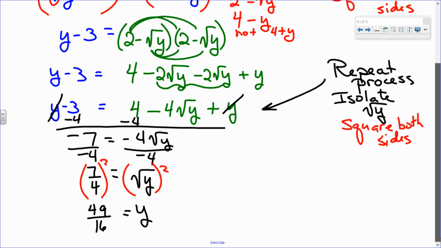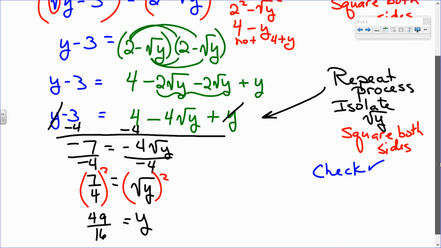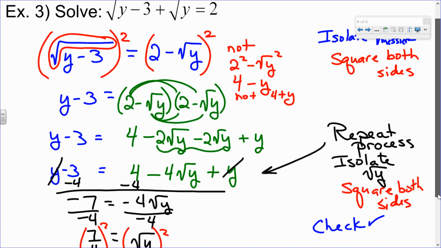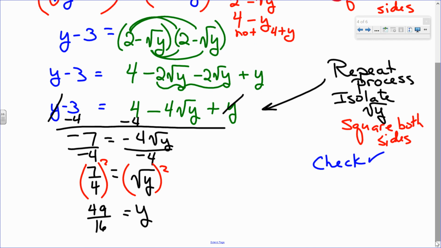Anybody remember what you are required to do when you solve radical equations? There's one step we still need to do. Got to check those answers. In this case, we only have one. So we need to take this 49 over 16 and make sure that it worked all the way back up here in that original equation. So I'm going to rewrite that original equation just so I can see it while I'm doing my work there. My original equation was root y minus 3 plus root y needs to be equal to 2.